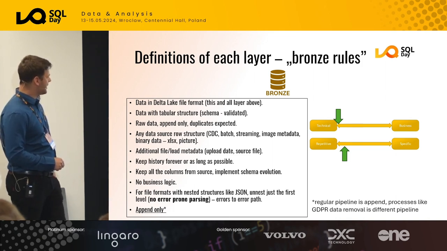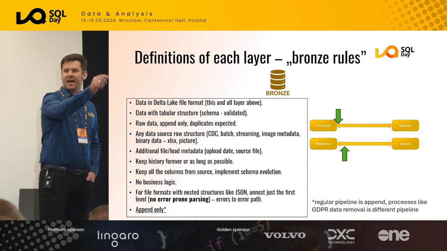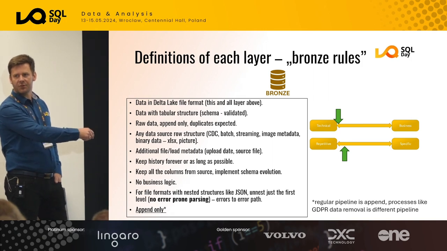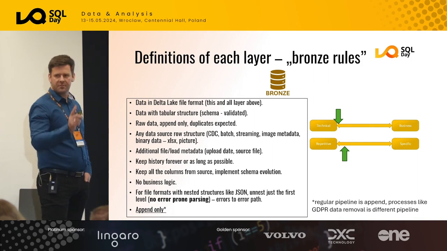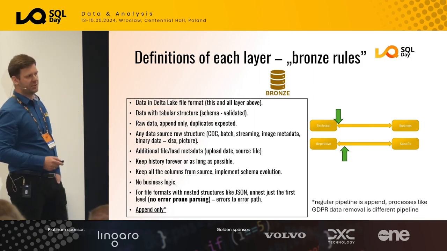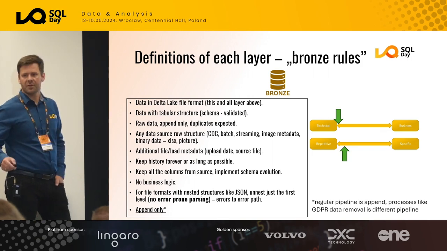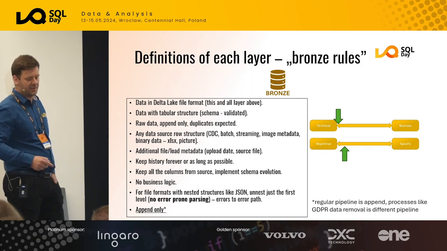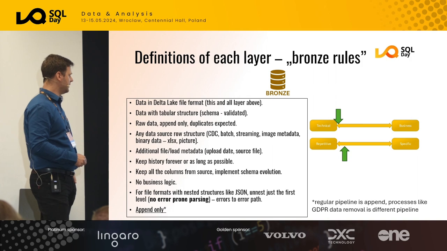always keep all the columns from the source and implement schema evolution. As the schema changes on the source, it changes automatically on the bronze. No exceptions there. It has to be this way. No business logic, just technical transformation. Make it super non-error-prone. You load, dump everything, even if it's garbage, even if it's a different schema. You need to design it this way.